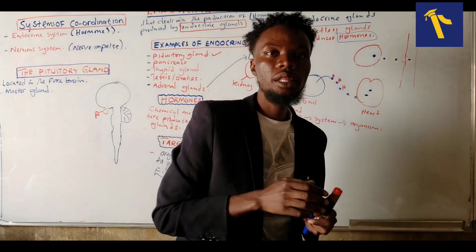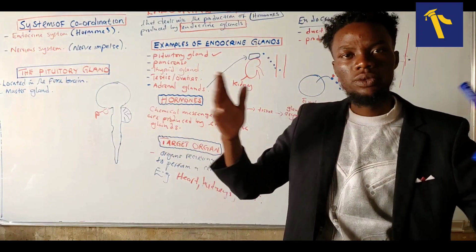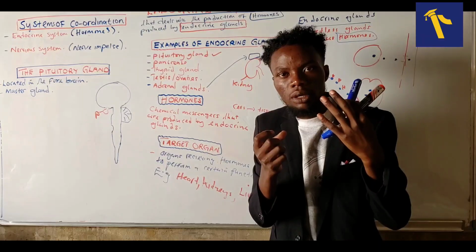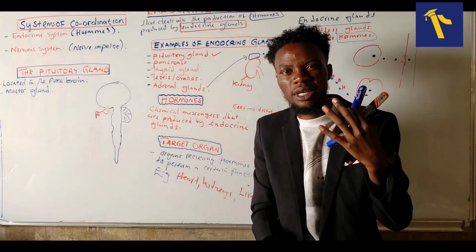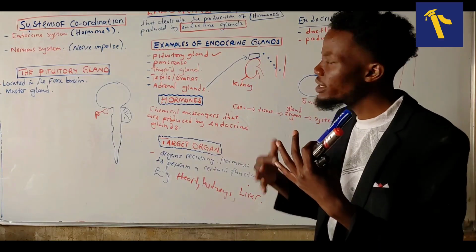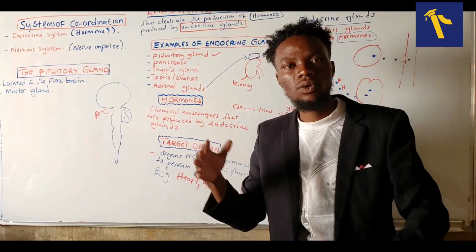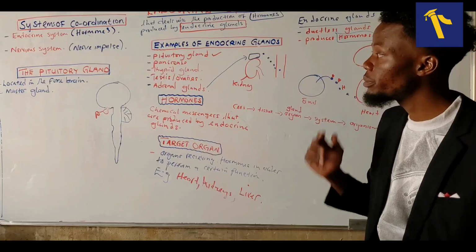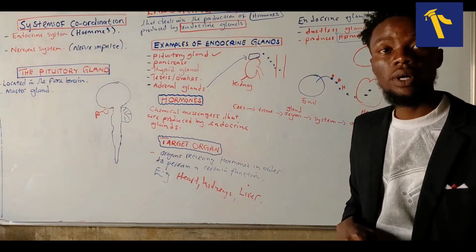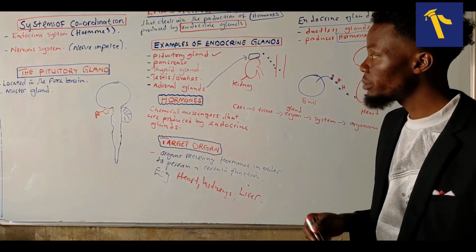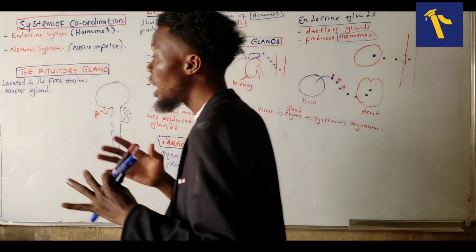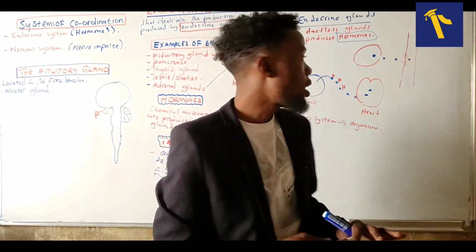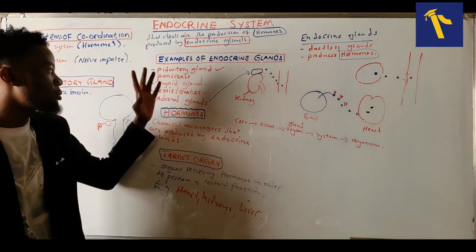Why? A question they can ask you is, why is this pituitary gland, located in the forebrain, the one that comes out of the forebrain below the hypothalamus, called the master gland? This is a commonly asked question, so you are going to be asked why the pituitary gland is called the master gland. The reason is that it has the ability of controlling other endocrine glands. So let us try to understand what I'm talking about.